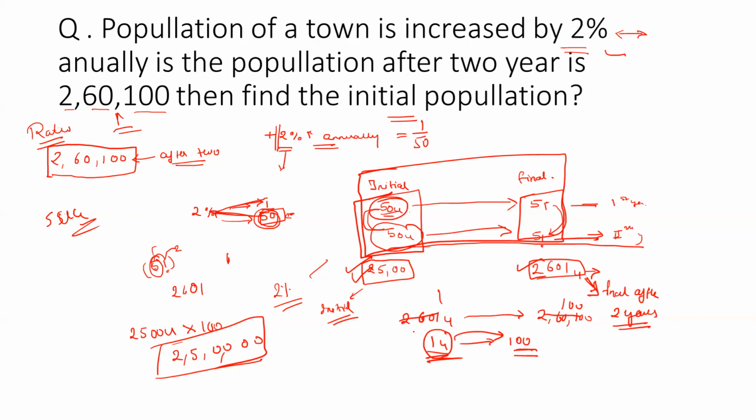But I have the value of this population after 2 years given in the question, that is 2,60,100. And here I got the value 2601. So I will compare 2601 with 2,60,100. So I will get the value of 1 unit, which will be 100. And what I want is the initial population, which is given here as 2500. So I'll multiply 2500 units by 100, because the value of 1 unit is 100. Then I will get 2,50,000 as my initial population. Are you getting my point?